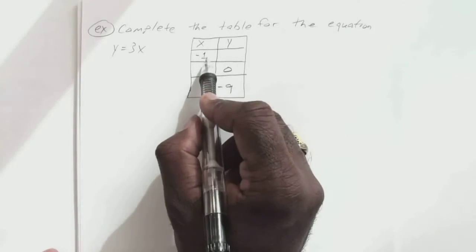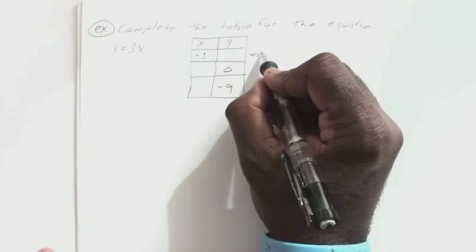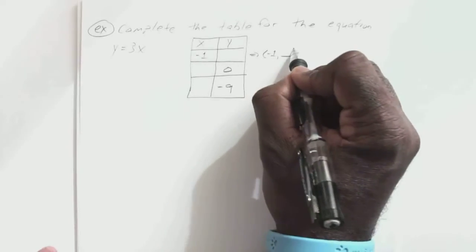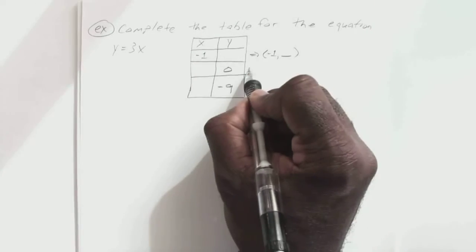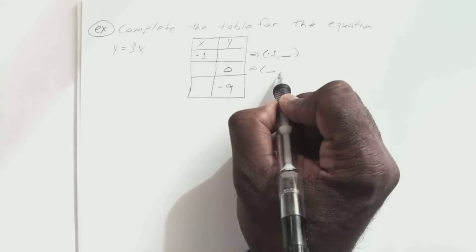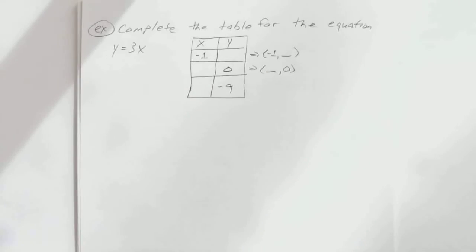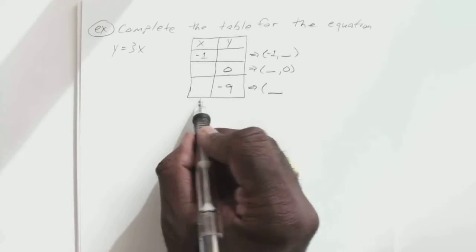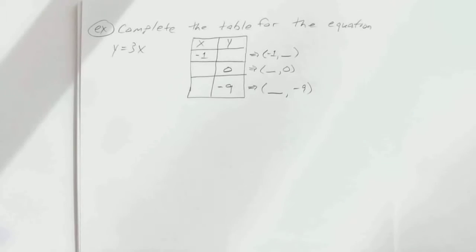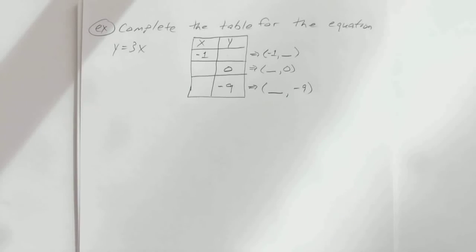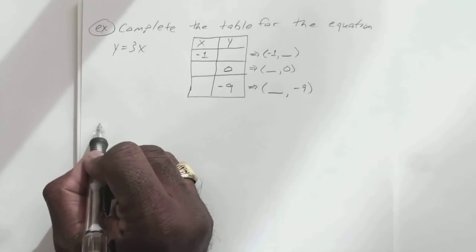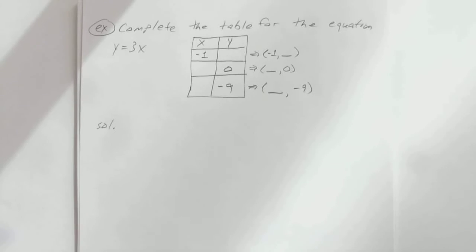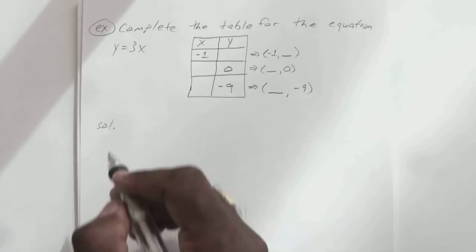Okay. So really, this is the exact same thing we did before, because this one is the exact same thing as -1, some unknown y. This is the same thing as we don't know x, but we know that y is 0. Okay, and this one is the exact same as we don't know x, but we know that y is -9. Just a different way to draw the exact same thing. All right, so we know that.